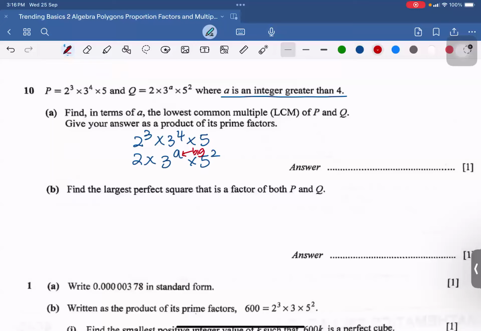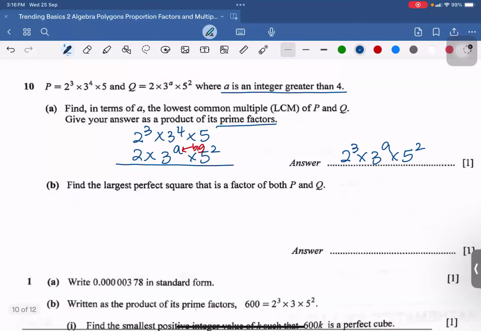Okay, 4 is bigger than A, right? So I want to choose the LCM. Which one should I choose? The highest: 2, 3. Any more? 3 to the power A and 5. 5, 2. Answer as a product of the prime factors.